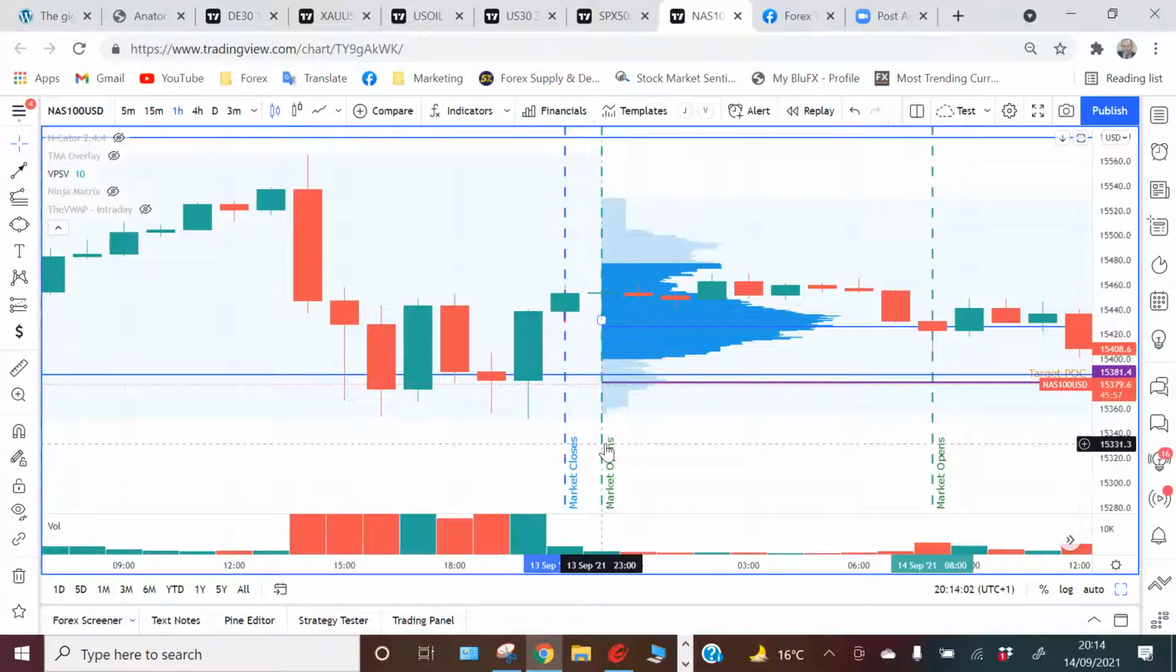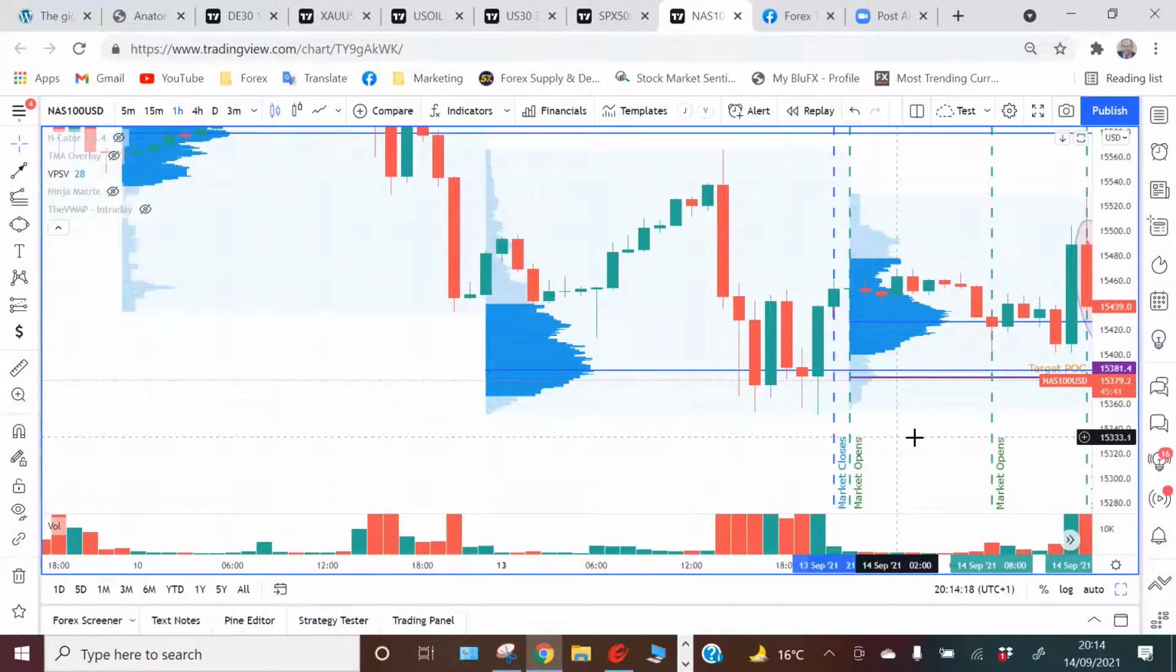Okay. Now, look what I've got down here. I've written down market close here and market opens here. That's for my, I added these today. So I'll put on the volume profile.